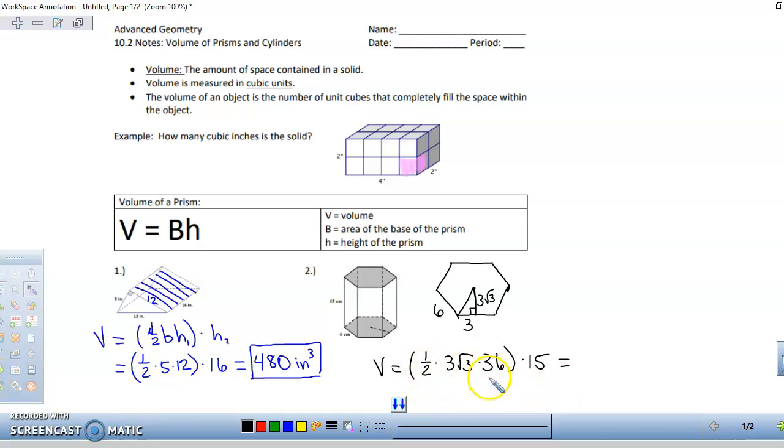Okay, so you're going to throw this into a calculator because I'm not sure what all of that is. So let's see. 1/2 of 36 is 18, but then I multiply by 3 and then by 15. So you should end up with 810 root 3, and that is in centimeters cubed. Okay, again, base area times how many layers you need, or the height of the prism.